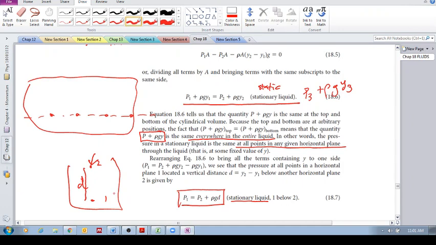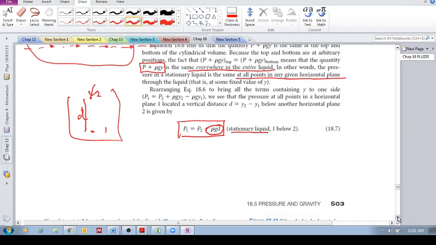So the pressure at point 1 is higher than the pressure at point 2 by this quantity, rho g d. So you can see it's a linear relationship. The density is constant, gravity is constant, and d changes, it increases. So P1 is simply going to be whatever this pressure was plus this linear function of the depth.